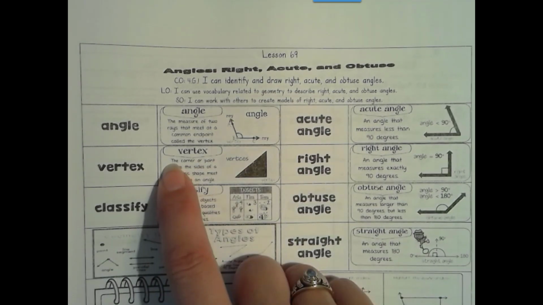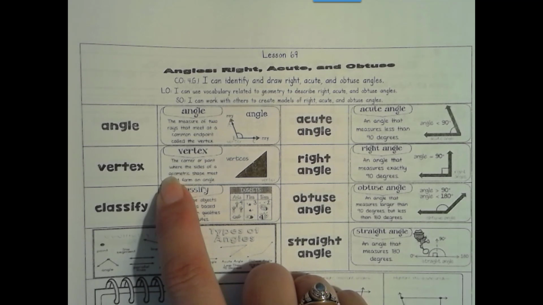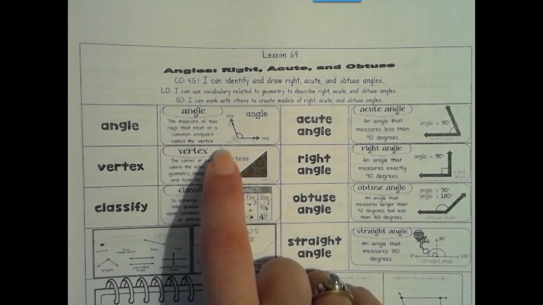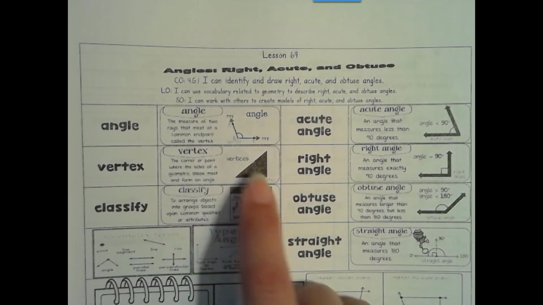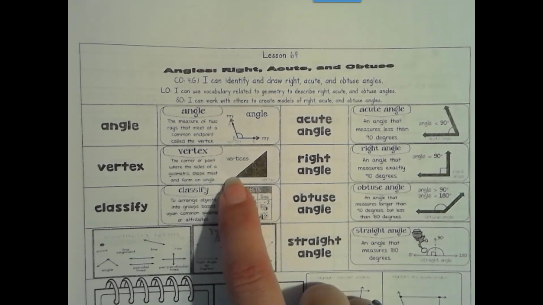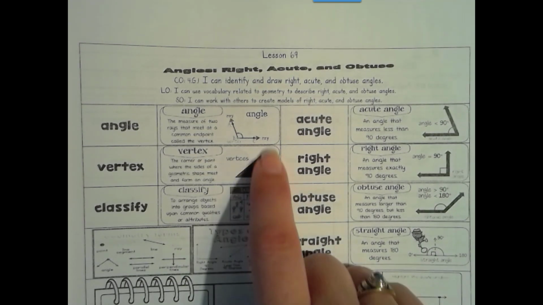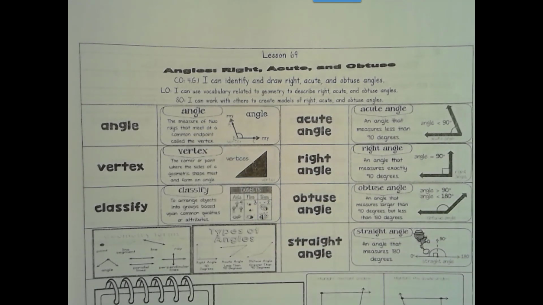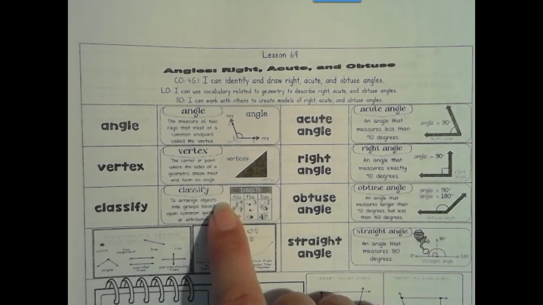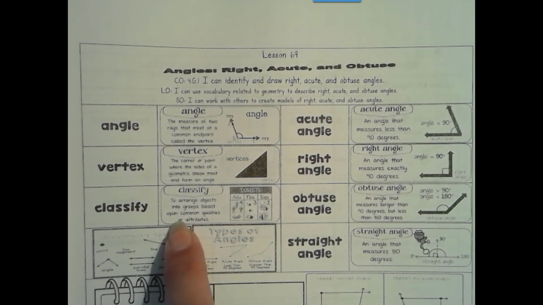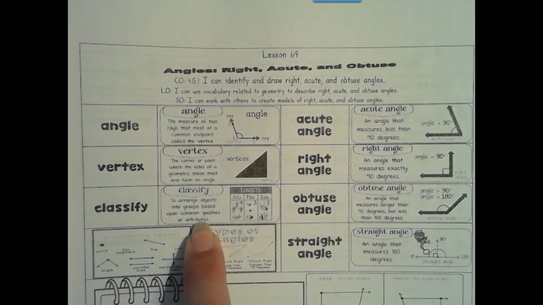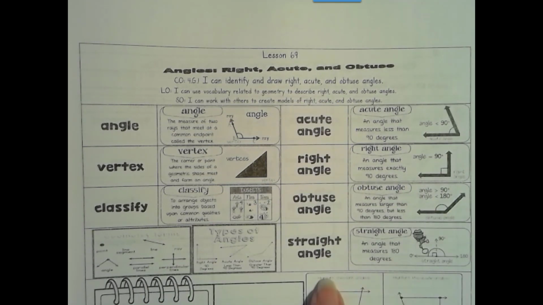Vertex: the corner or point where the sides of a geometric shape meet and form an angle. So here that endpoint we would call a vertex. So here we have 1, 2, 3 vertices. It's just those rays do end at the next endpoint. So we end up with line segments. One vertex, 3 vertices. Vertices is the plural of vertex. To classify: to arrange objects into groups based upon common qualities or attributes. So we're going to be looking at classifying angles based on these elements right here, these sizes.